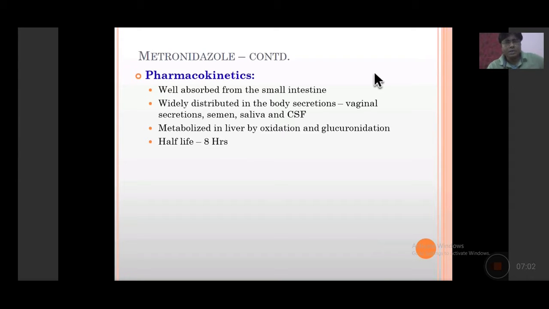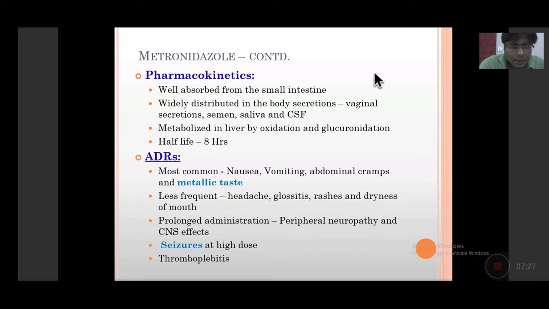Pharmacokinetics: it is well absorbed from the small intestine. That's why it is able to act on extra-intestinal tissue as well. It is widely distributed in body secretions like vaginal secretion, semen, saliva, and CSF. It is metabolized in the liver by oxidation and glucuronidation. Half-life is 8 hours, so it is given 8 hourly.